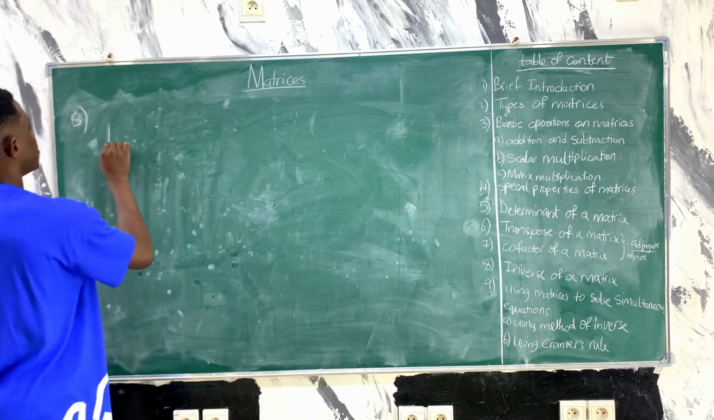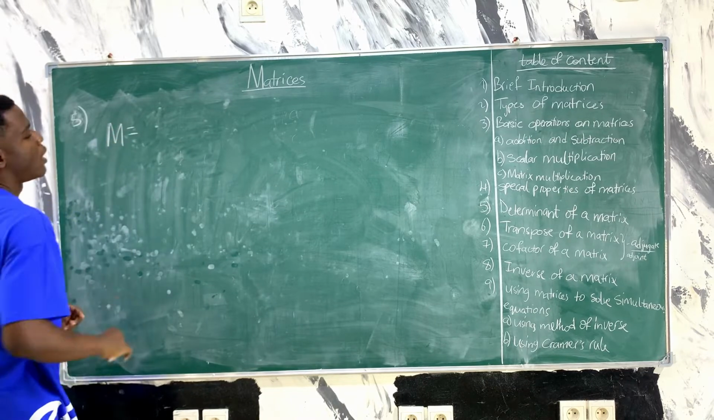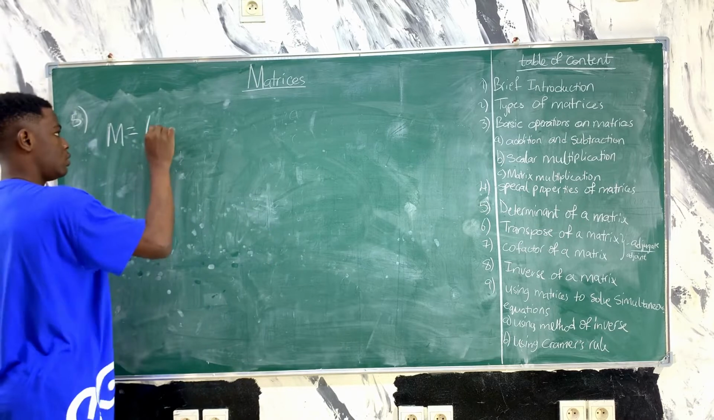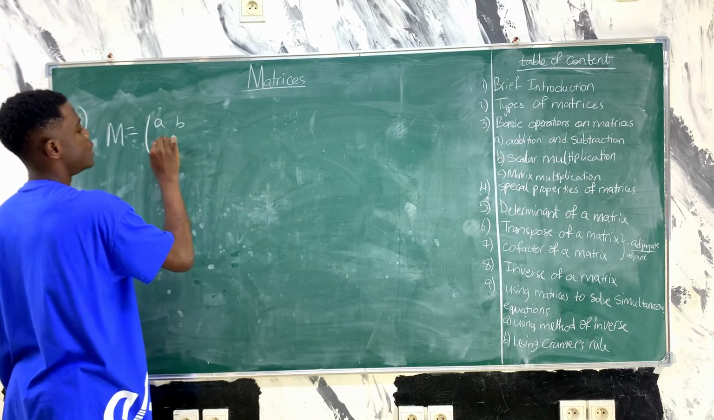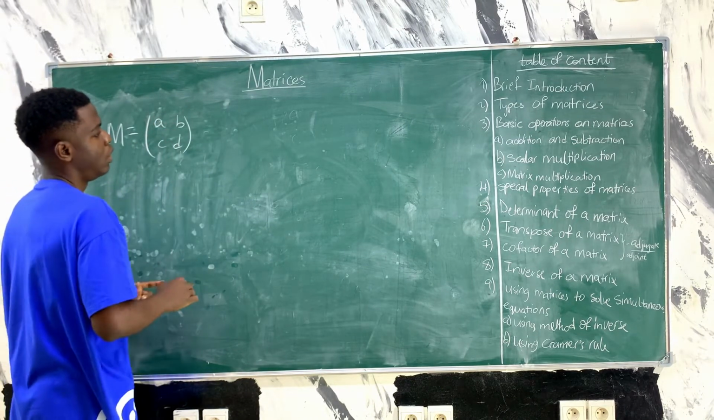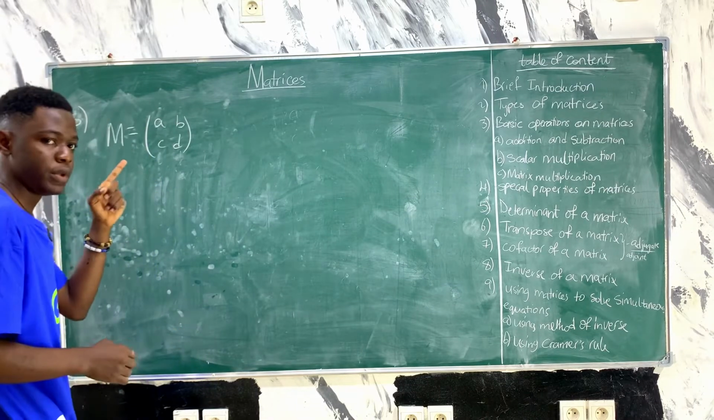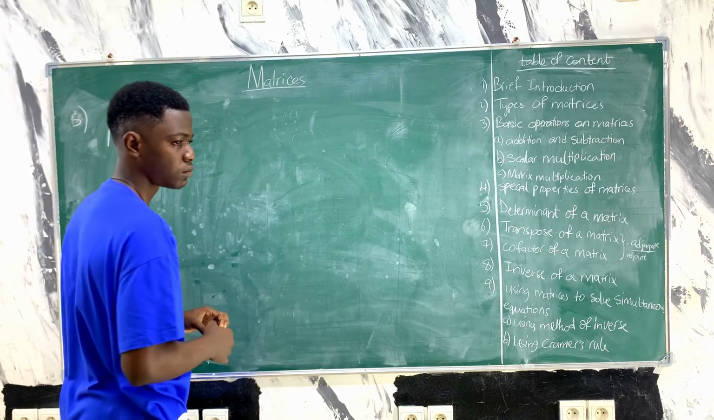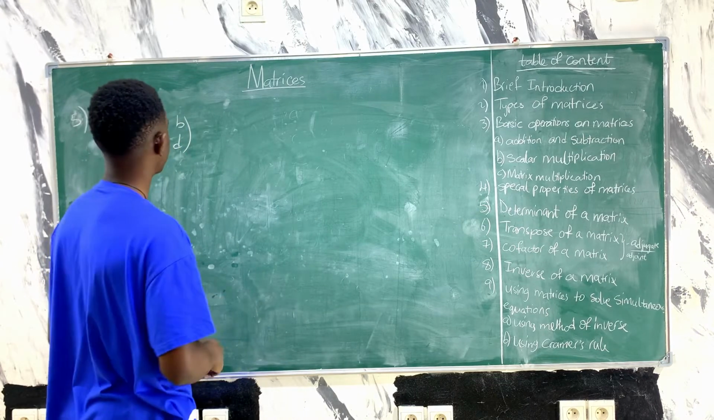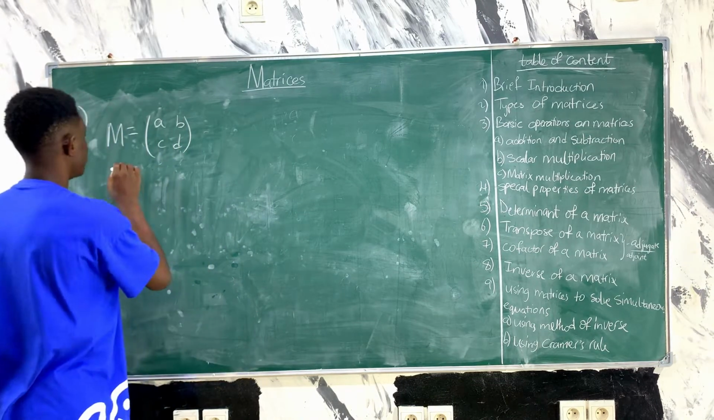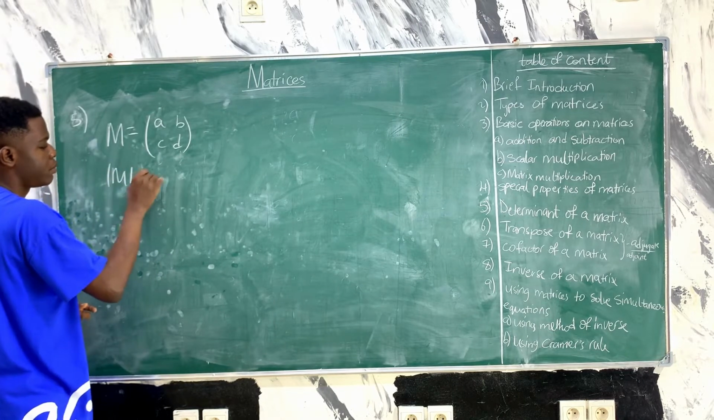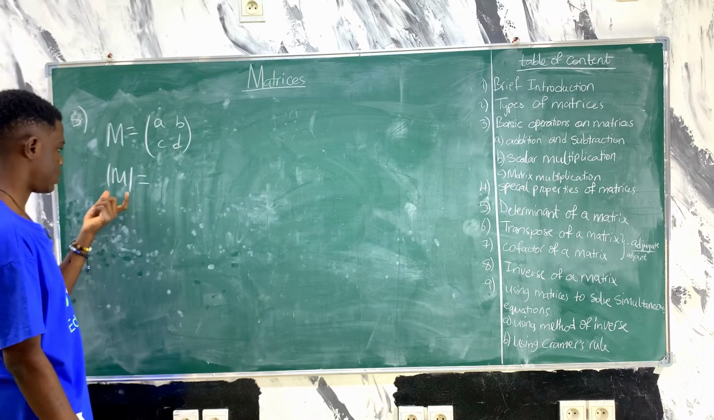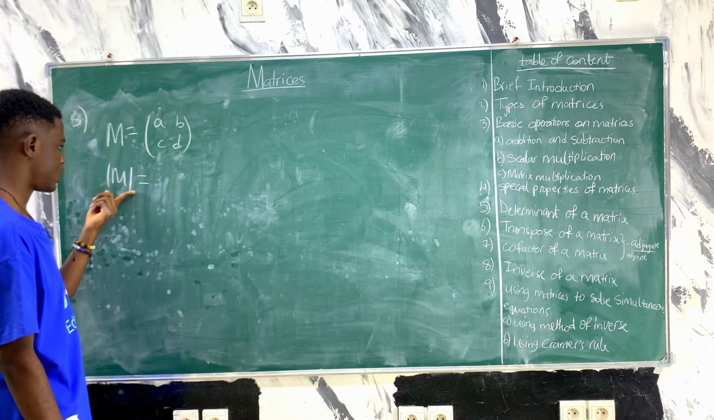So how do you find the determinant of a matrix? Let's assume the matrix M is a 2 by 2 matrix with entries A, B, C, D, where A, B, C, and D are integers or real numbers, any number. The determinant of a matrix is denoted by the modulus sign, like this.